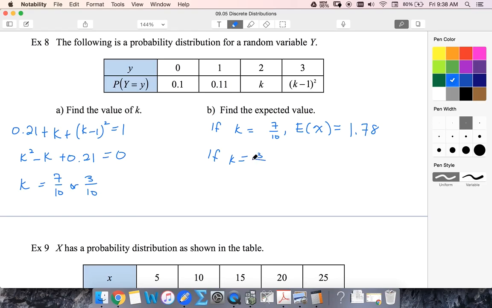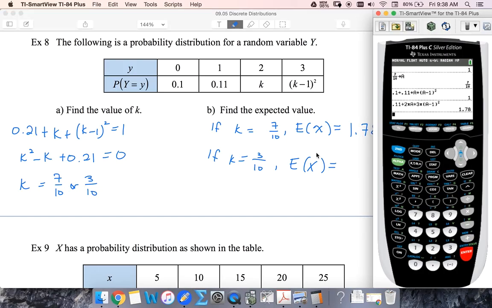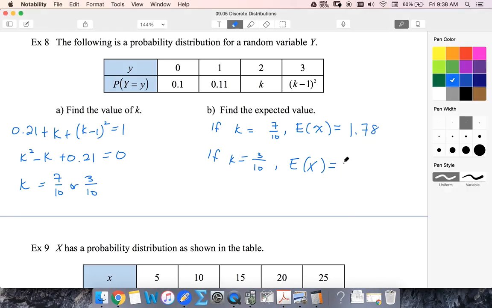If k is 3/10, we're going to do the same thing. Our expected value is going to be, so let's go back up. There we go. Make my 3/10 a, and then I'll come back to this. Right, and now our expected value is higher. It's higher because this probability is going to be higher. 3/10 minus 1 is negative 7/10. Square that, we're going to get a higher probability, so 3 is going to be more likely. So 2.18 are my expected values.